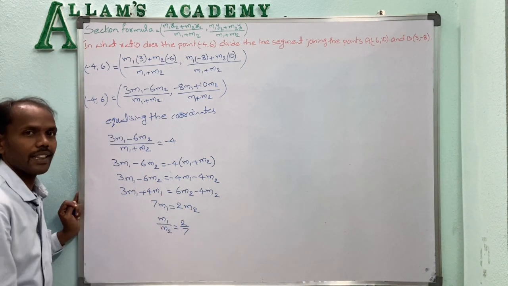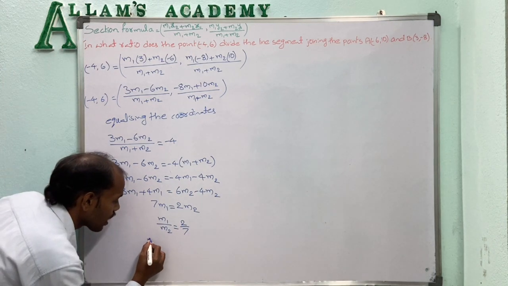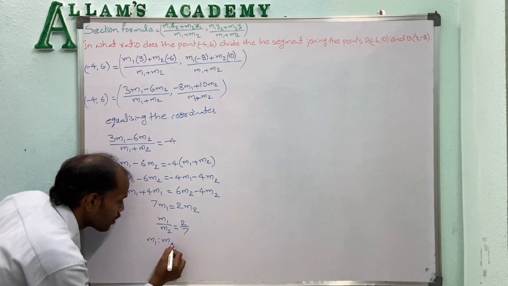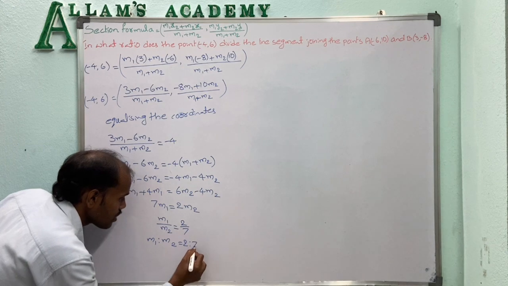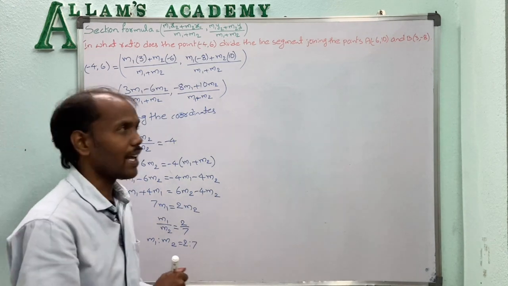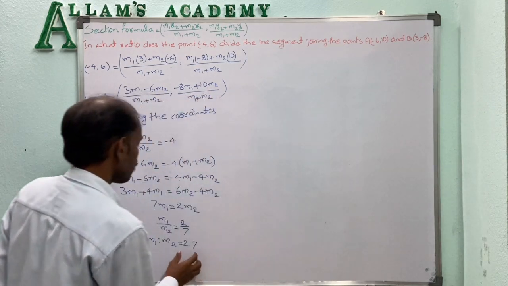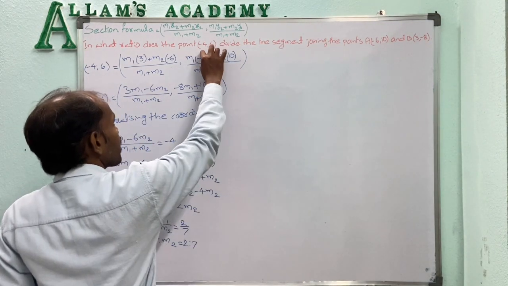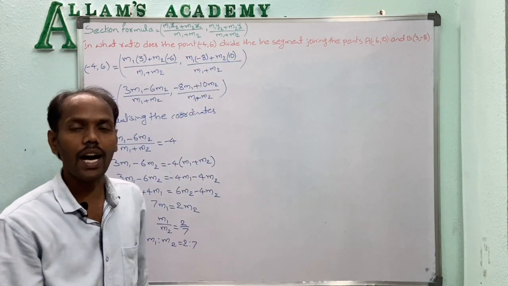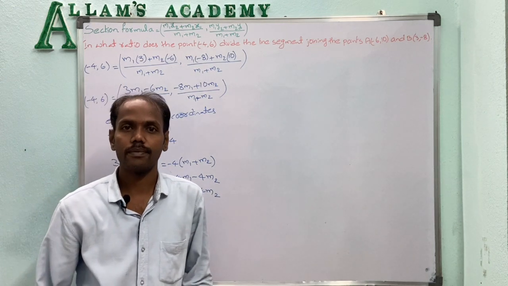The division is nothing but the ratio in another form. So m1 is to m2 is equal to 2 is to 7. That means the line segment joining the points A and B is divided in the 2 is to 7 ratio. Then we get the point minus 4 comma 6.